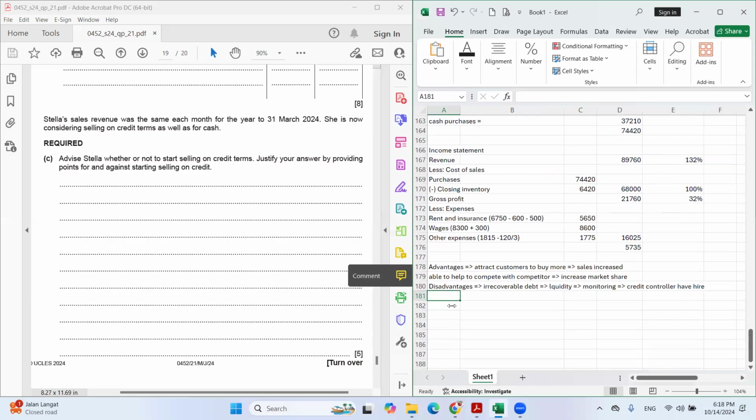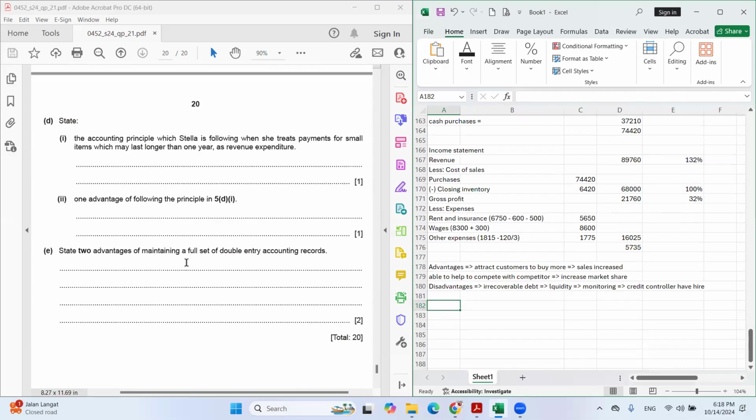The conclusion is there are benefits and disadvantages, up to the individual. Okay, next D. The accounting principle Stella is following when she treats payment for a small item which may last longer than 1 year as a revenue expenditure. So this one is because the amount is insignificant. The item that is insignificant, we will treat it as a revenue expenditure because of the materiality principle. So there is a reason we don't need to keep so much recording. Charge it up as expenses.